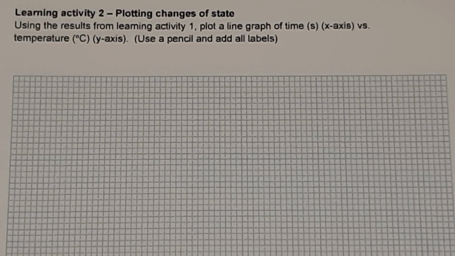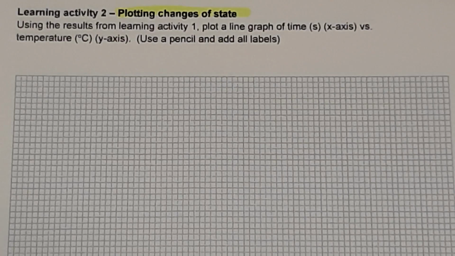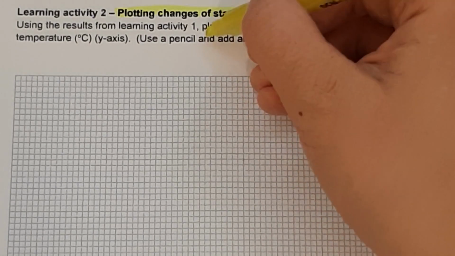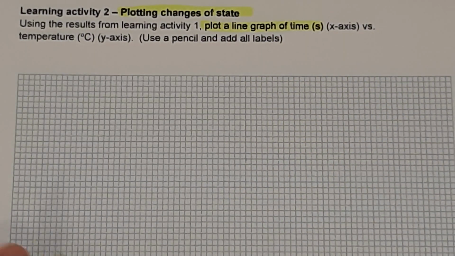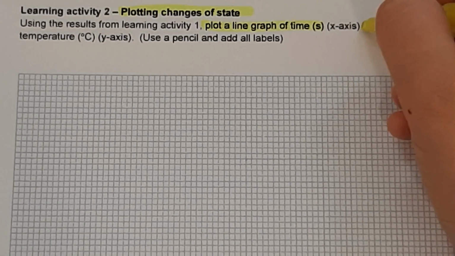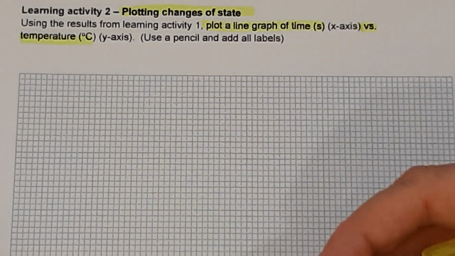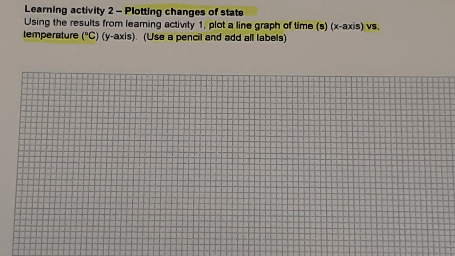So moving on to page 33, our next activity is plotting changes of state. And you'll begin to see now why I've given you the results, the data from that experiment, because you're going to be plotting a graph. So using the results from the experiment that you've just written down, plot a line graph of time in seconds on the x-axis, which is along horizontally, versus temperature in degrees Celsius on the y-axis, which is the vertical axis. Now make sure you use a pencil and you add all the labels.